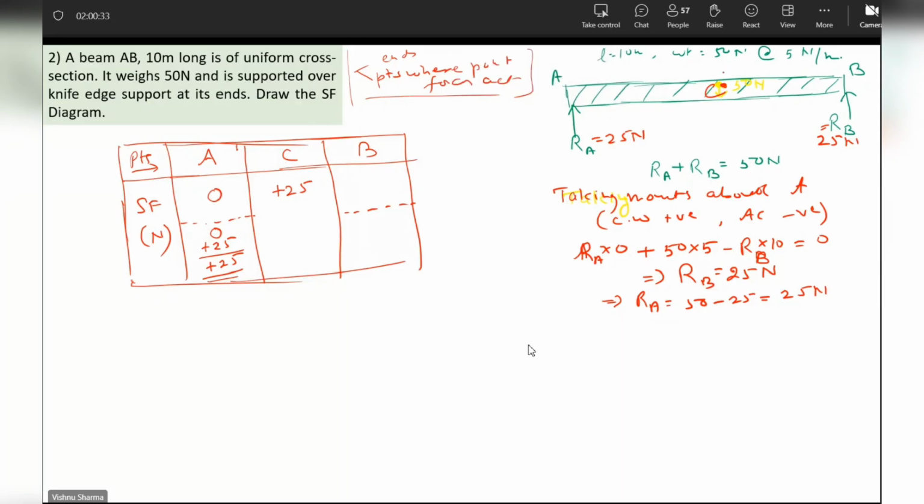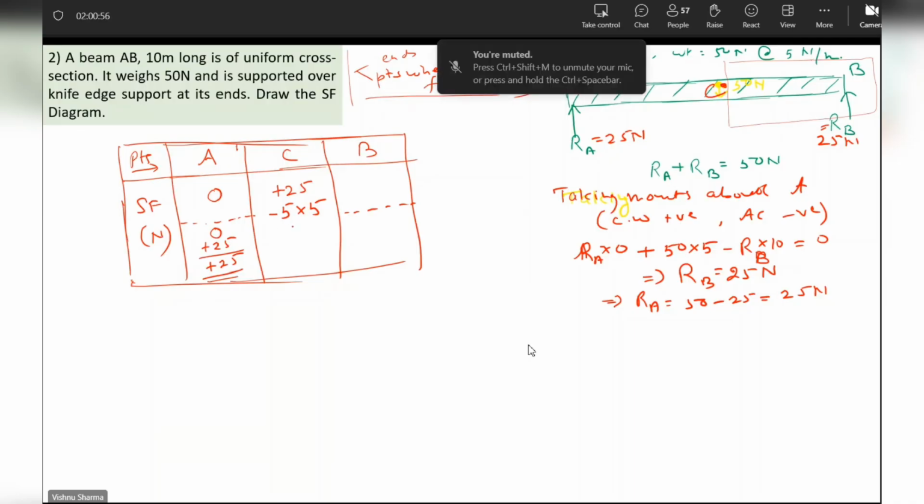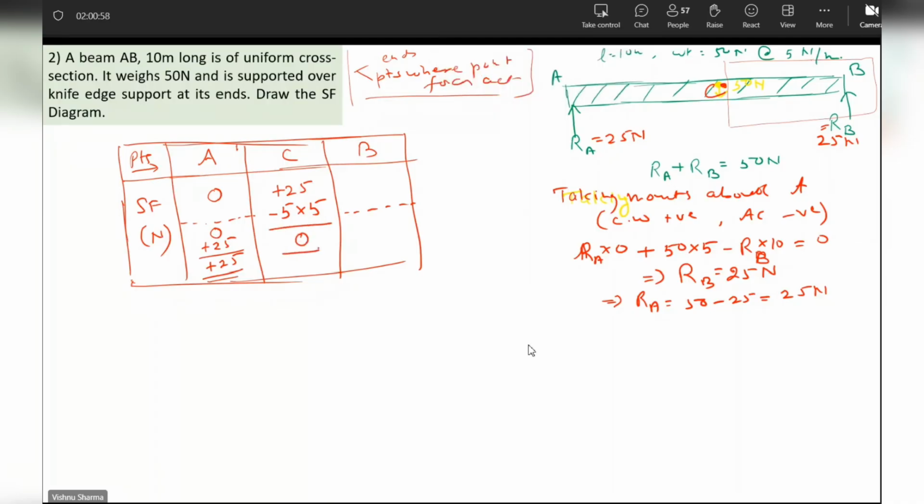Beta, if you cover your sheet this much, then what happens? What happens to the weight of 5 meters of beam? Take your paper to see. You will have the weight of the beam coming into picture. Yes or no? Yes, sir. How much? It will be minus 5 into 5 because it is 5 newtons per meter. So it will be minus 25. It will become 0 at C. Any questions? Please have a good look at it.